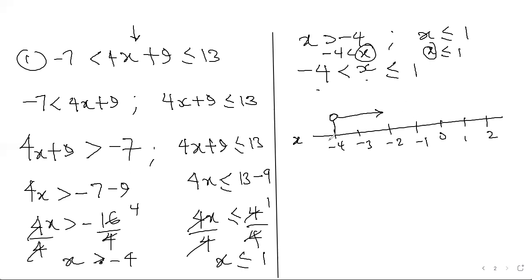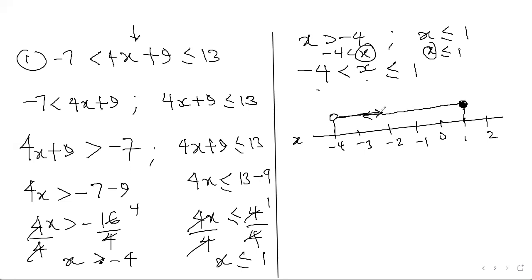Then the second solution, x less than or equal to 1. So I'll go to 1, draw a circle there, and because there's an equal to, I have to shade the circle. Then that goes towards the left, and the merge. So point towards the left. Now the solution is this.